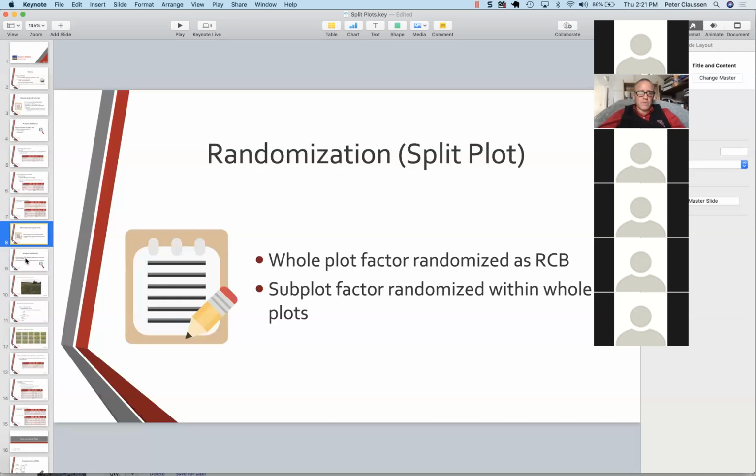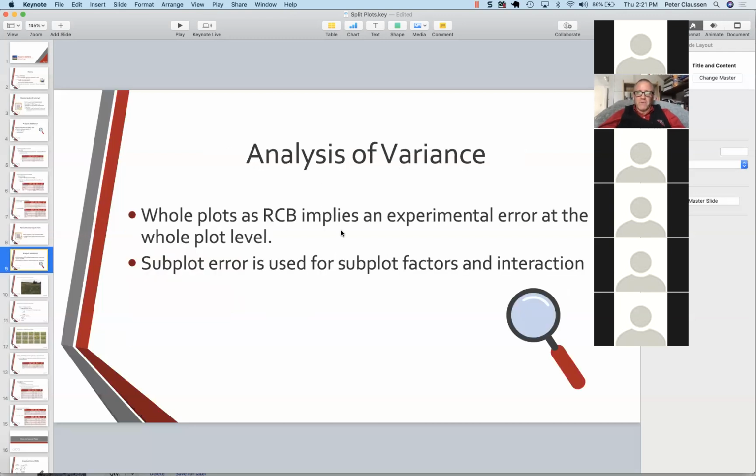All right. And so when we look at the analysis of variance, the whole plots as RCB implies that there should be an experimental error at the whole plot level. And that's not going to be the same as our residual error. Residual error is leftover error, but our whole plots are RCB. And so we've got to keep a special error term for that.